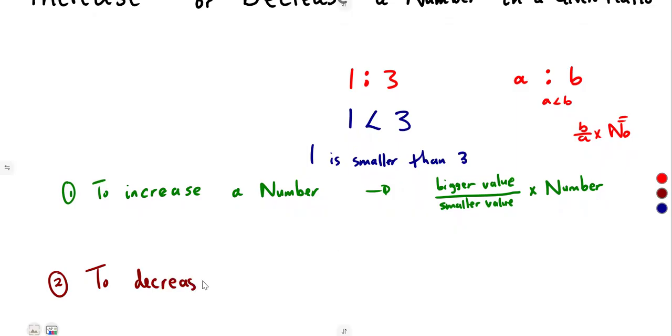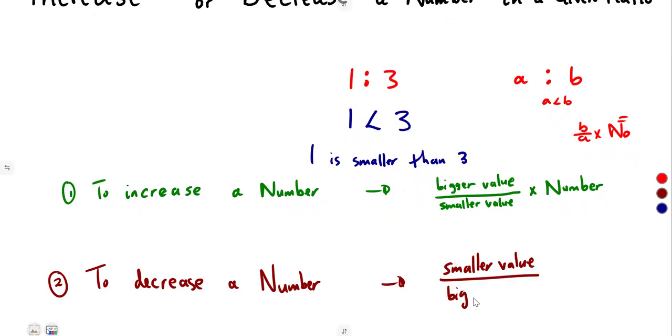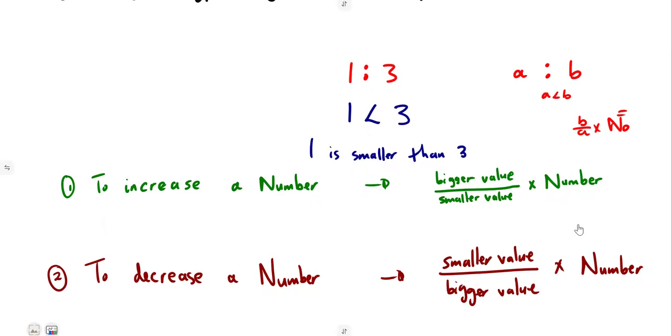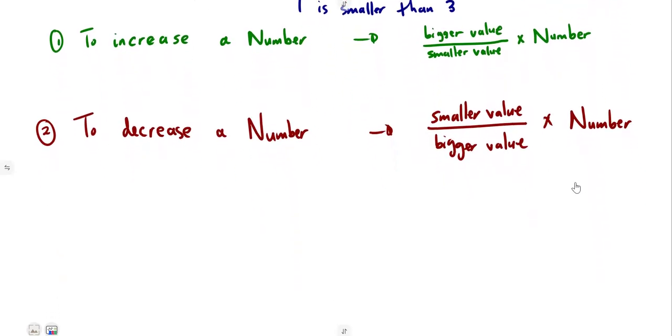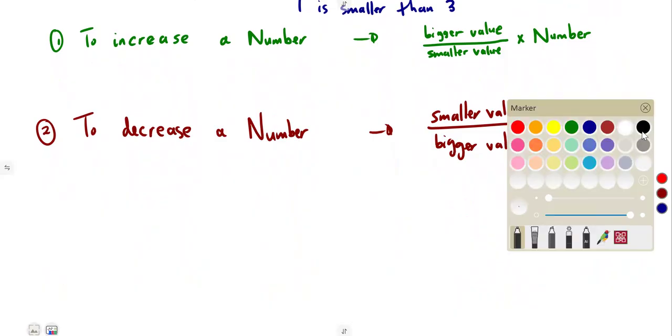So to decrease is the opposite now. To decrease a number, this is what we're going to need. The smaller value from the ratio will be on top. Decrease, smaller value on top. So smaller value over the bigger value, just like that, times that number. So we can increase or decrease any number from the given ratio.